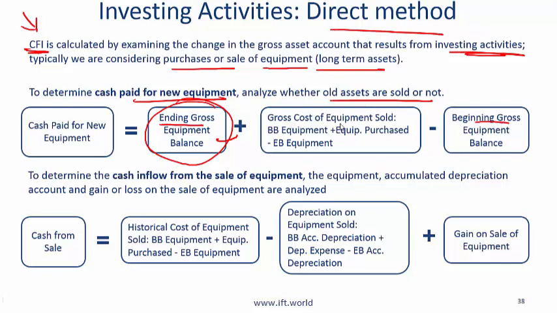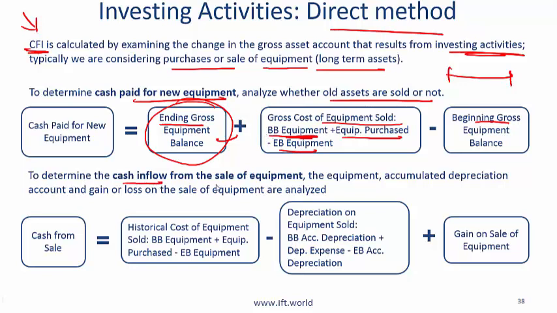But the gross cost of equipment sold, this is not that easy. So how do you figure out the gross cost of equipment that was sold during a given period? You take the beginning balance of equipment and then the equipment purchased minus the ending balance of equipment. And we worked through an example like this in the regular lectures.